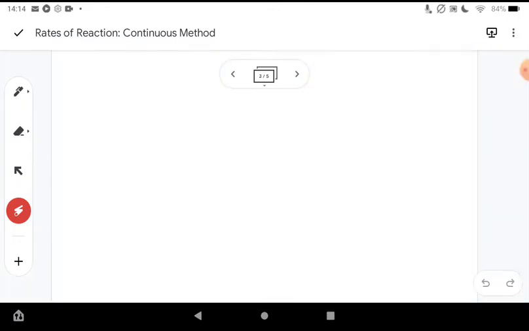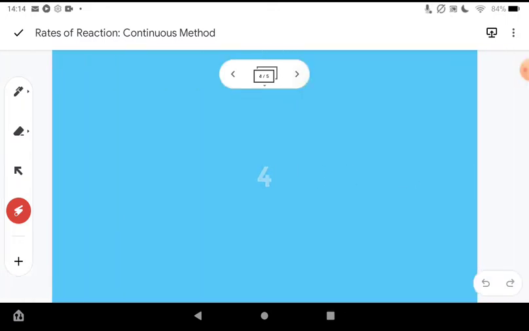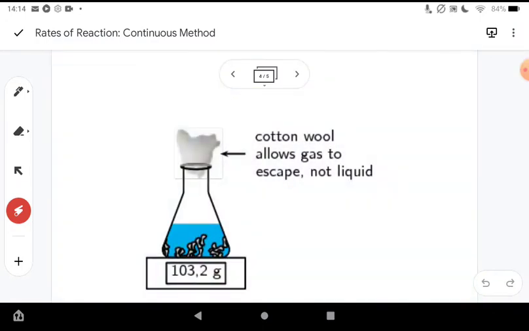Another way to do this is to use the mass. So in this case, I've got the same practical. I'm using a conical flask. There's a bit of cotton wool here, and as it reacts, the gas escapes through here, the liquid and the metal do not, and the mass will decrease.